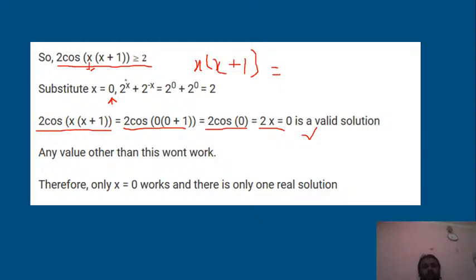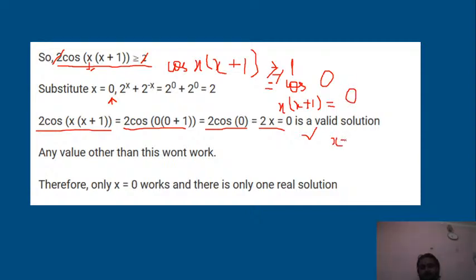And one more thing that can make it easy is that you can write it as cos of x into x plus 1 greater than or equal to 1, because this 2 would cancel out this 2. Now this cos of 1 is equal to cos of 0. So x into x plus 1 is equal to 0. Now either x can be equal to 0 or x can be equal to minus 1, but I go back to my previous solution, that x has to be positive, so x is equal to 0 is the only solution.